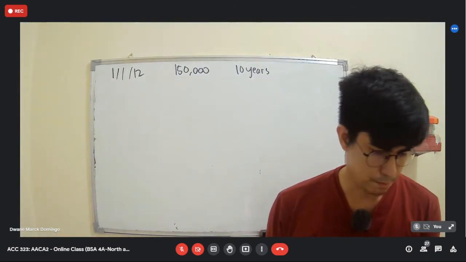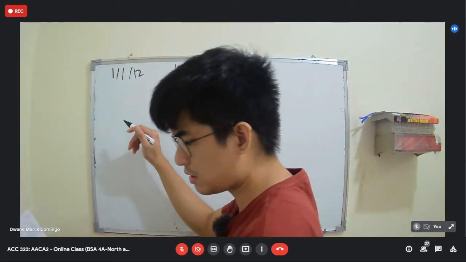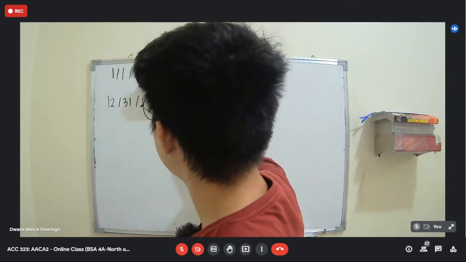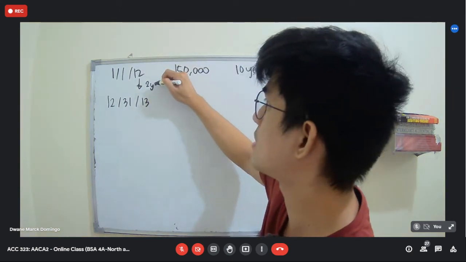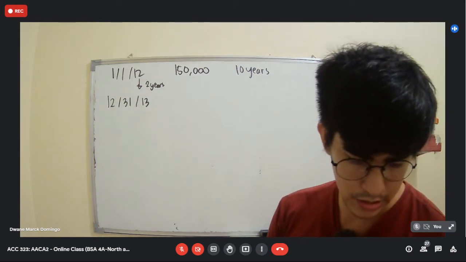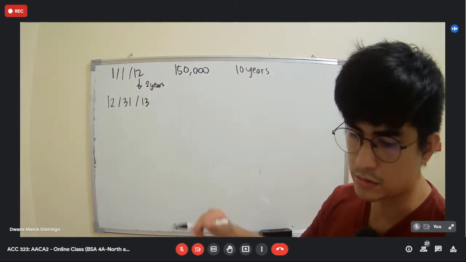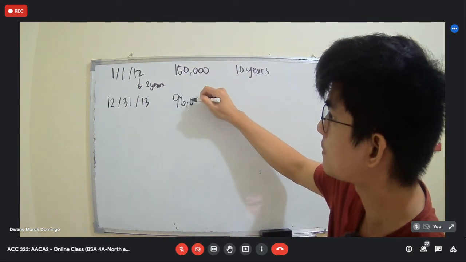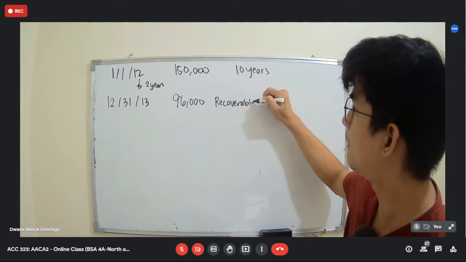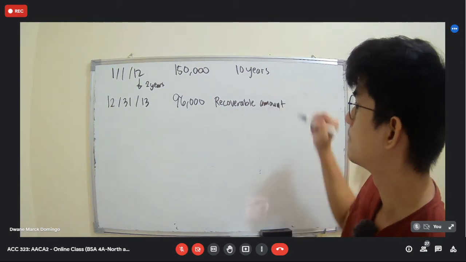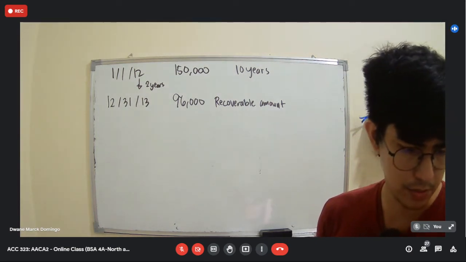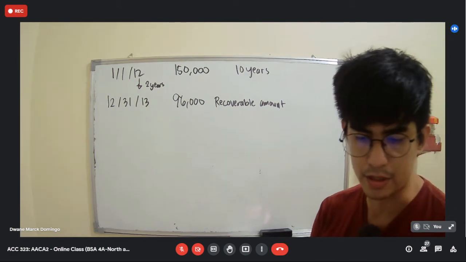And then, pagdating daw ng December 31, 2013, so basically, meron ng 2 years ang nakalipas. Pagdating ng 12/31/2013, ang recoverable amount daw is 96,000. So ito yung details natin. So assume that this was properly computed and that the recognition of impairment was warranted.